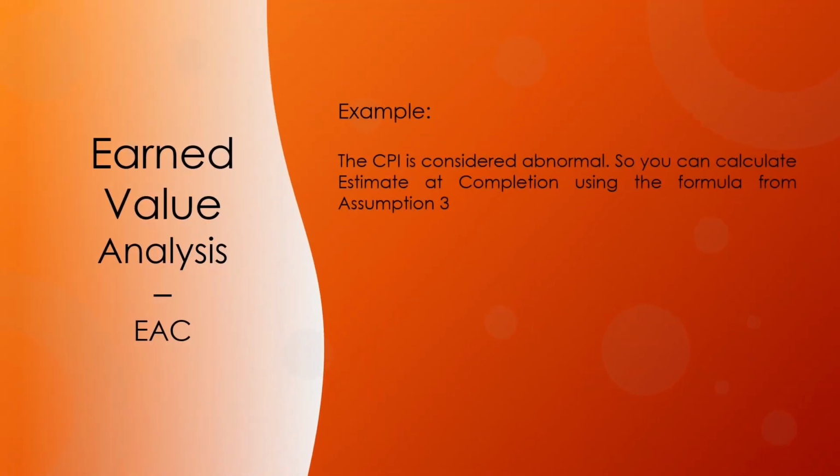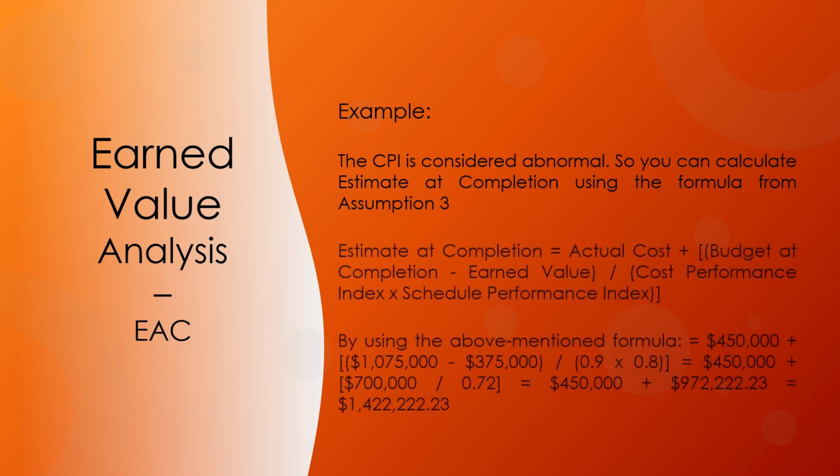In this example, the CPI is considered abnormal, so you can calculate estimate at completion using the formula from assumption 3. That is to say, estimate at completion equals actual cost plus budget at completion minus earned value, all divided by cost performance index into schedule performance index.